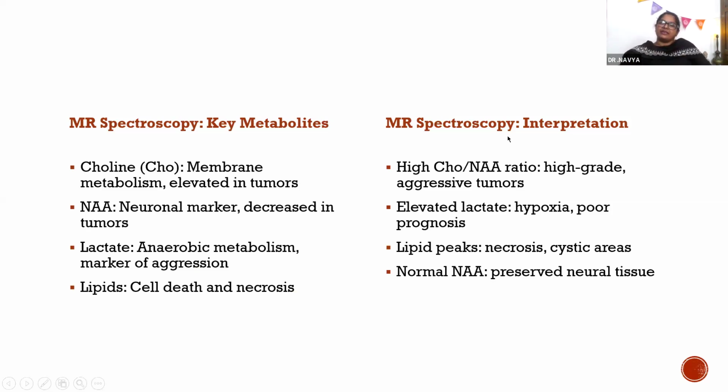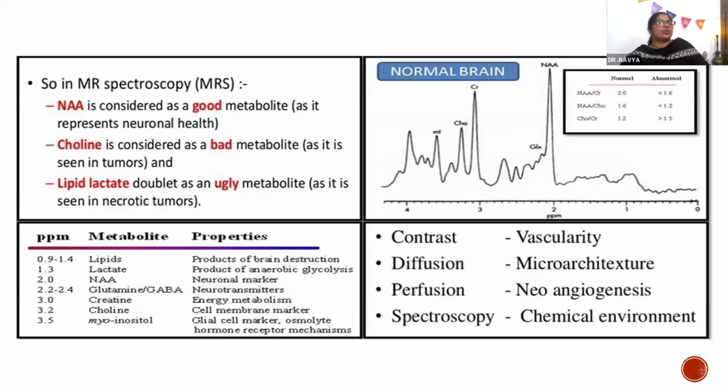And so, if you have a high choline with NAA, the tumors are usually high grade or aggressive tumors. The elevated lactate, as we thought, is in hypoxia, which serves a poor prognosis. And the lipid peak is usually in cystic diseases or in necrosis. So just remember, NAA is a good one, choline is bad, and lipid is an ugly one.